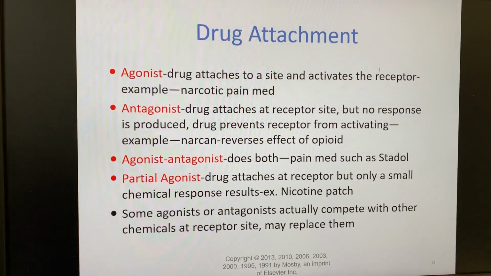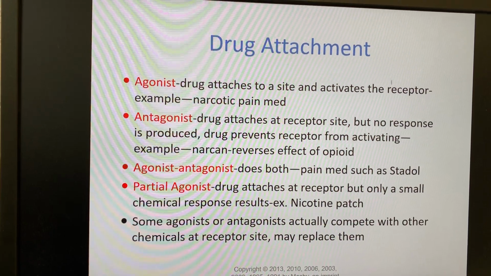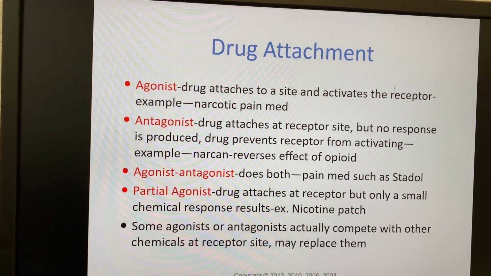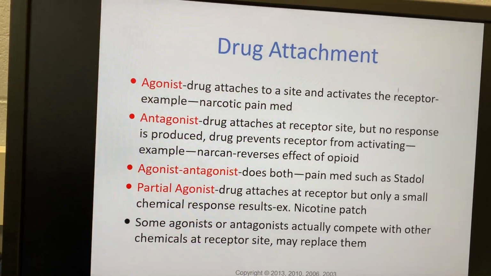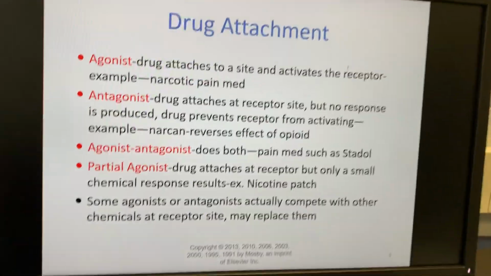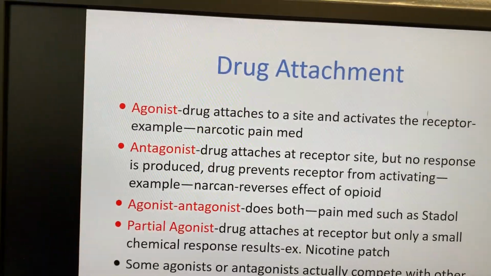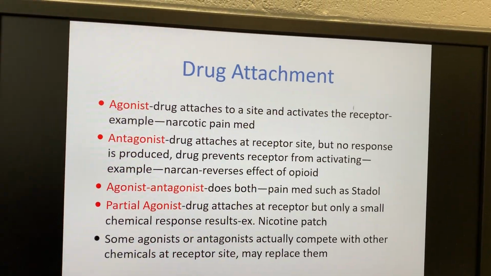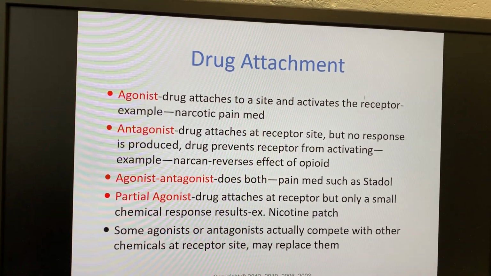Some agonists or antagonists can compete with the other chemicals at the receptor site to make it more difficult for one or the other. Some may actually replace them, like we see with Narcan and opioids. And we'll talk a little bit more about those reactions and what drugs do when they work together later on in this chapter.